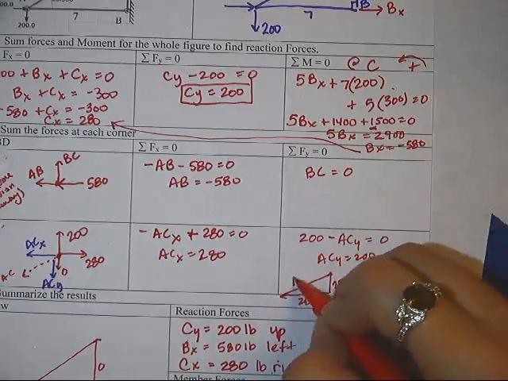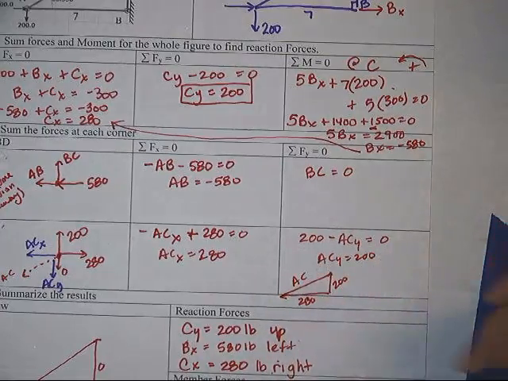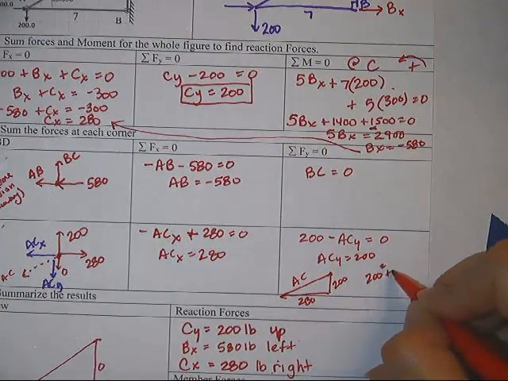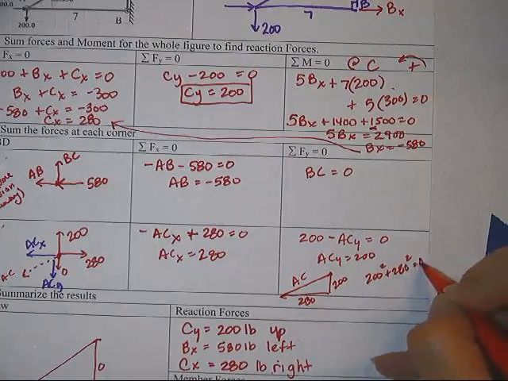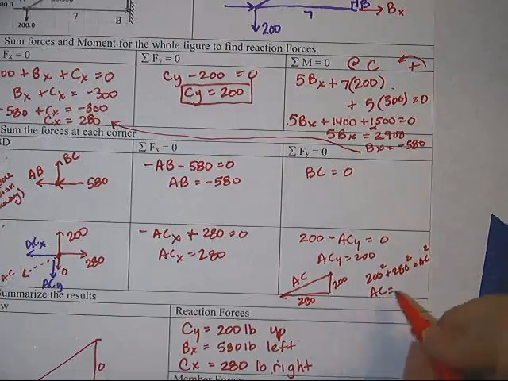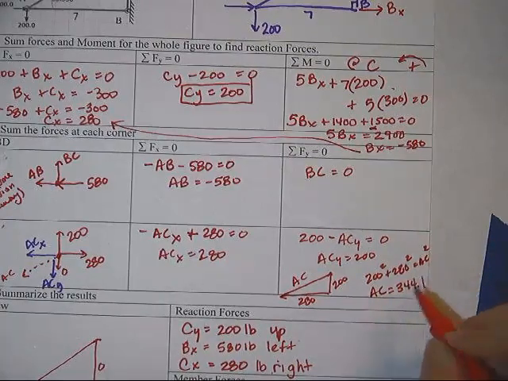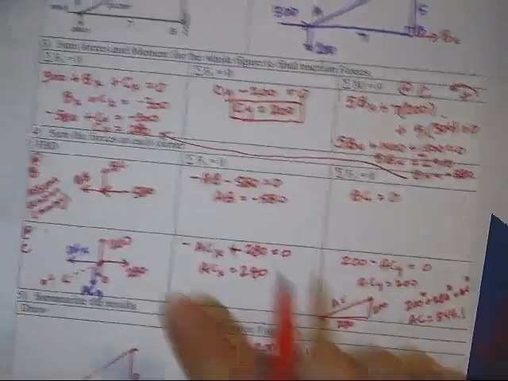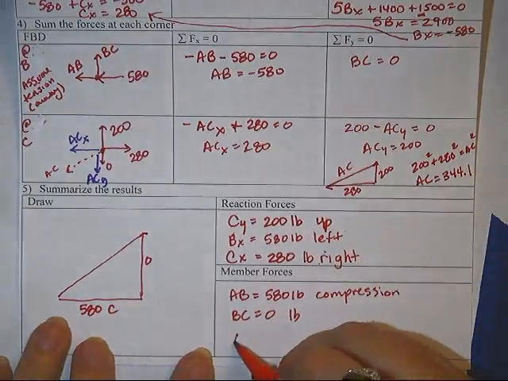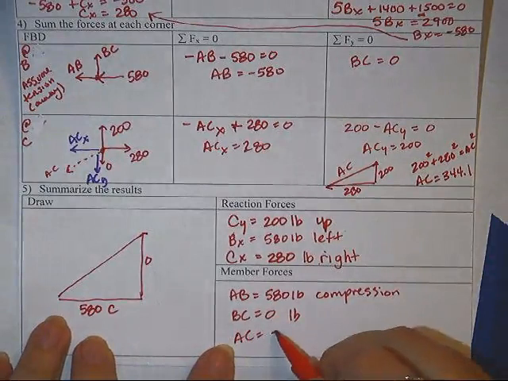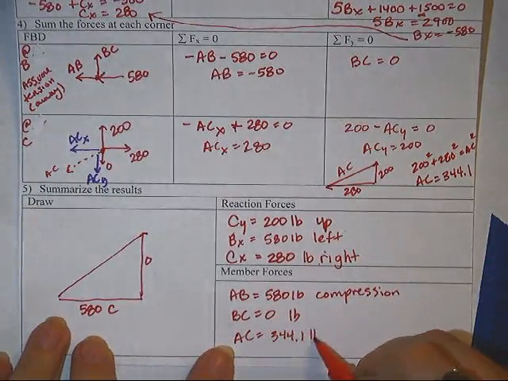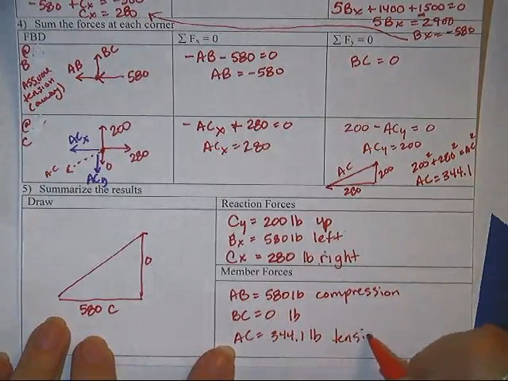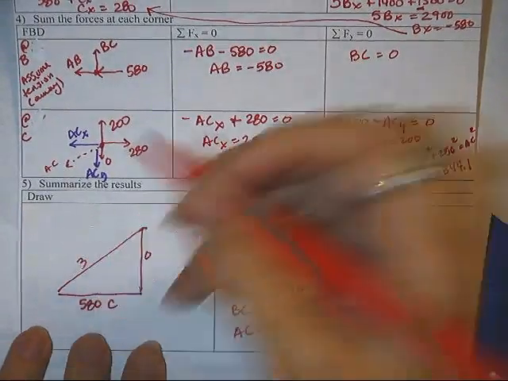What do I need to do to find AC? Just Pythagorean theorem, 200 squared plus 280 squared equals AC squared. AC equals 344.1. These were both positive, so this one's positive, which means that it's in tension. So I'm going to write it in my summary here. I'm going to put it on my summary.